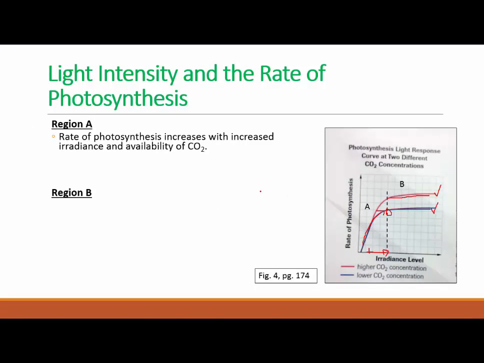So in region A, the rate of photosynthesis is increasing with increased irradiance, or light intensity, and the availability of carbon dioxide. If both are there, you're going to get a nice increase in photosynthesis, and this is really the light-limited section. If you have lots of CO2, then it depends on how much NADPH and ATP you can produce, but you've got the CO2 to use it. So as NADPH and ATP are made in the light-dependent reactions, they're used up in the light-independent reactions.